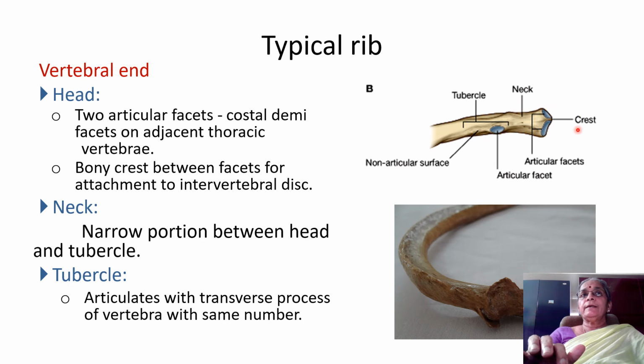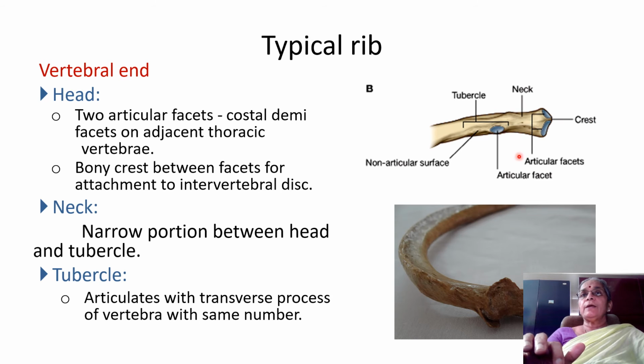The vertebral end has the head, neck and tubercle, and the head shows two articular facets which are costal demifacets. They will articulate with the corresponding facets of the adjacent thoracic vertebrae. And if you see, there is a crest in between these demifacets which is in contact with the intervertebral disc between the vertebral bodies.